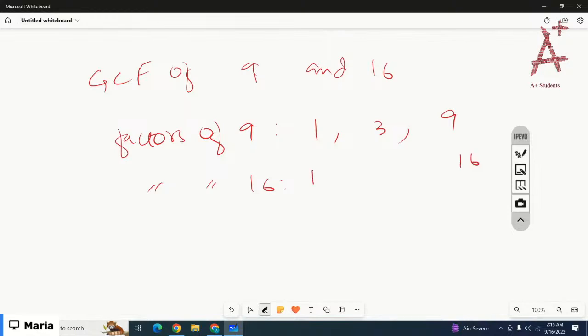1 times 16 is 16, 2 times 8 is 16, and 4. Now here we have all the factors of 9 and 16 on the board, right? Just look at the common factor. You have only one common factor, that is 1, right? That means the GCF of 9 and 16 is 1. They do not have any other common factor other than 1, right? So the correct option is 1.